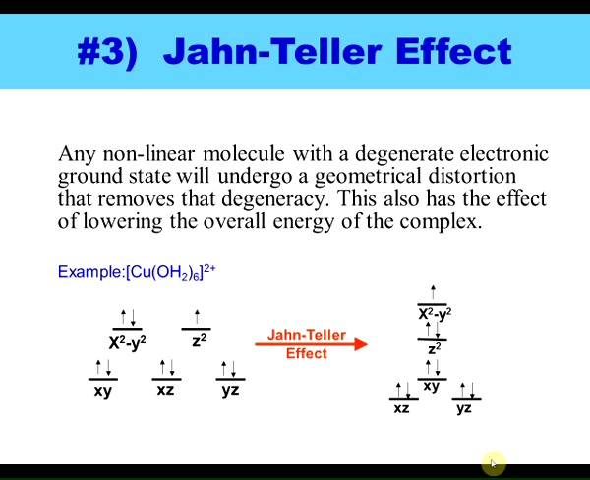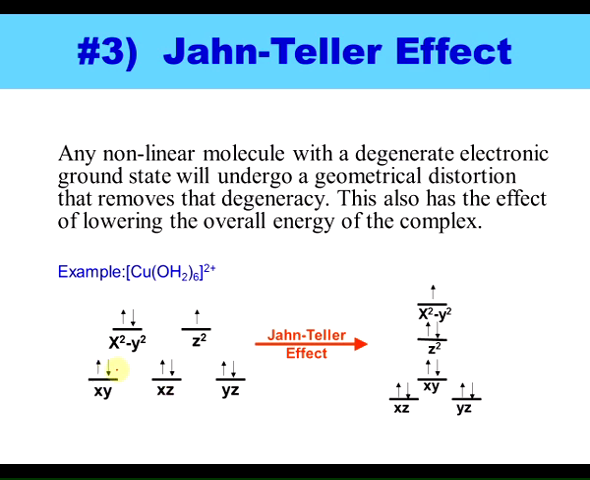So any nonlinear molecule with a degenerate electronic ground state will undergo a geometrical distortion that removes the degeneracy. This also has the effect of lowering the overall energy of the complex. And the Jahn-Teller effect is particularly seen with copper 2+, so that's a d9. So we can really see that with these copper complexes. So it's really common to see the Jahn-Teller effect with d9 complexes.